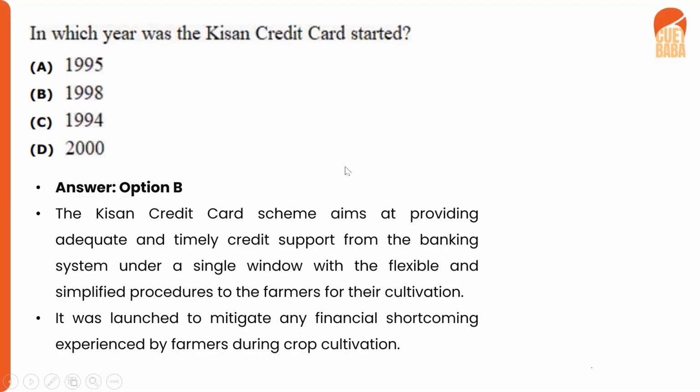So what was the use of Kisan credit card? It helps in providing adequate and timely credit support for the banking system. So it was mostly there for the farmers, for their cultivation, and it was a timely and adequate credit support, and it was launched to mitigate any financial shortcomings that the farmers had experienced. So these are the important or the key points regarding the Kisan credit card. You can remember that, as well as the year, that is 1998.